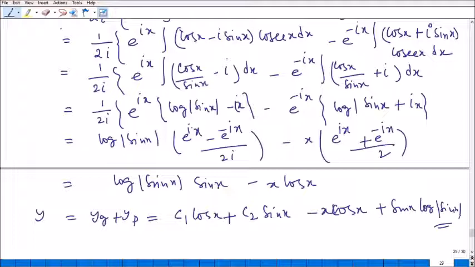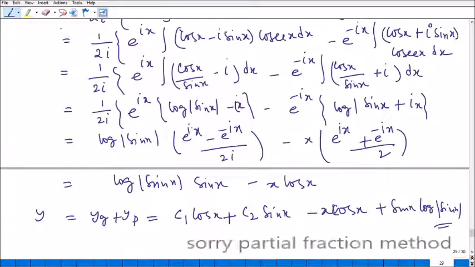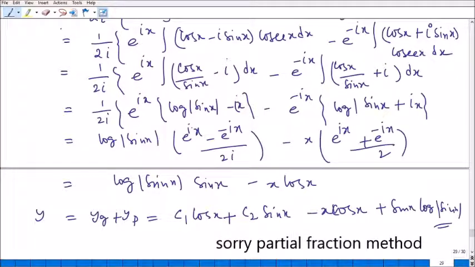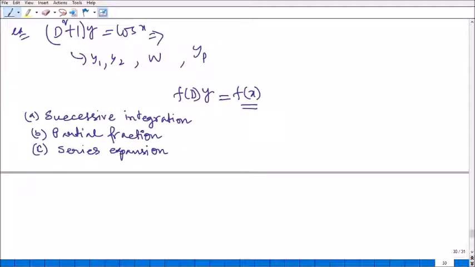So this is the solution which we have obtained using the series expansion method in the operator method. So we got the same result in this operator method. Okay. So far we have discussed this three techniques of calculating the particular solution of this non-homogeneous differential equation.